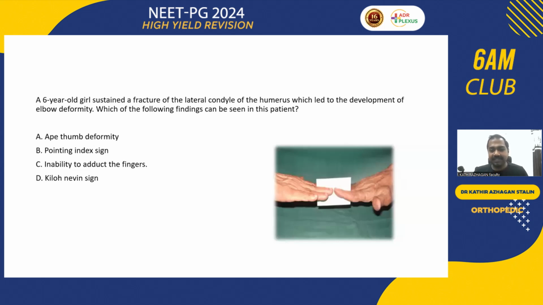So it's slide 63 of 63. Pretty much I have discussed everything from the previous years' tested questions and topics. Do you have any doubts on these topics, guys? Please write it down. Answer is inability to adduct the fingers.